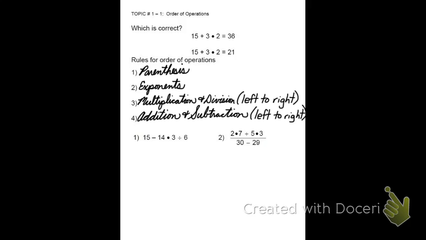Topic 1-1, Order of Operations. You may have learned the mnemonic PEMDAS, P-E-M-D-A-S. These are the rules of this order of operation. We'll come back to decide which of these equations is correct after we've gone over the rules. So let's look at the rules of operation.